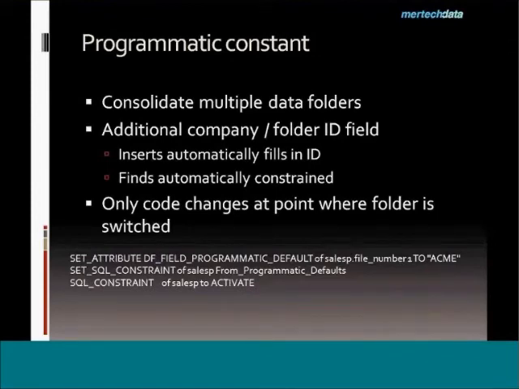This works by inserting an additional company or folder ID field into your database. So for each table that is shared across multiple folders, you add a unique identifier. You have a company ID, and you will put an A in the field if it came from company A, a B in the field if it came from company B, and so on.